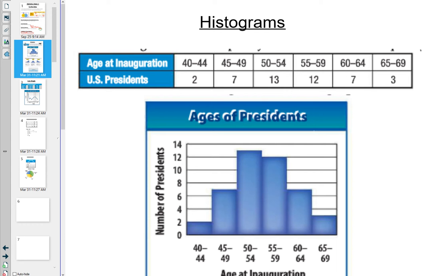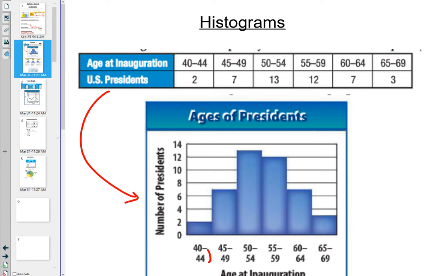Histograms. These we'll start getting into today a little bit. So here's just an example of histograms, right? The age at inauguration of U.S. presidents. So here's a table that tells me that when they were inaugurated, there were 2 different presidents that were between 40 and 44 years old. There were 7 that were between 45 and 49. 13 were between 50 and 54, so on and so forth, right? So that same data can be displayed by using a histogram, or what you guys call a bar graph. You might have called that before, because what it does is it measures the frequency as a bar. The higher the bar goes, the more that there are.